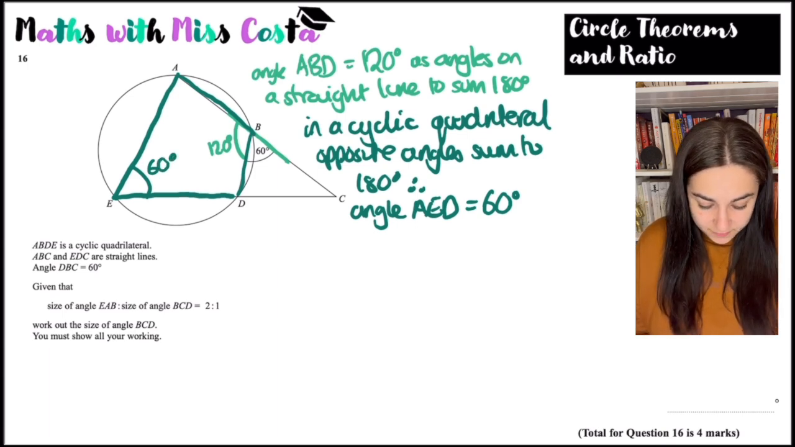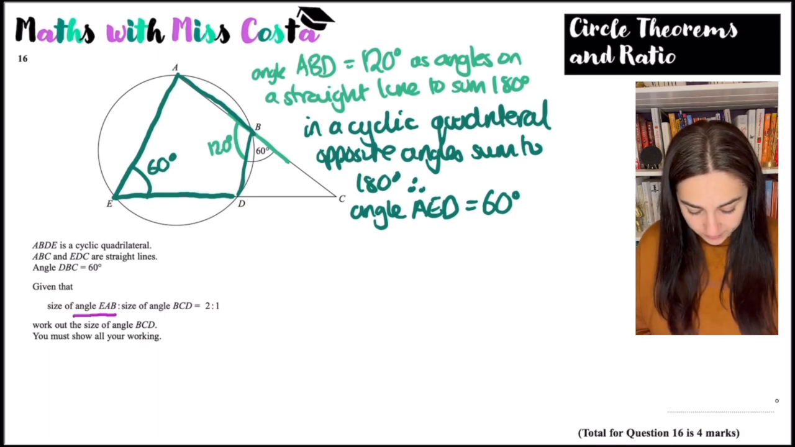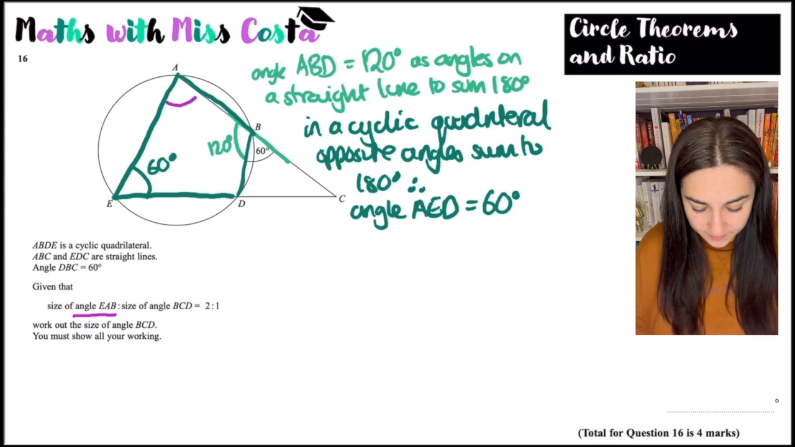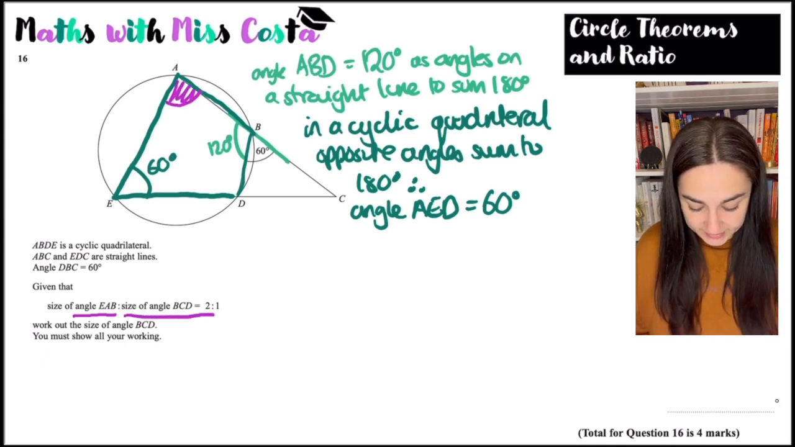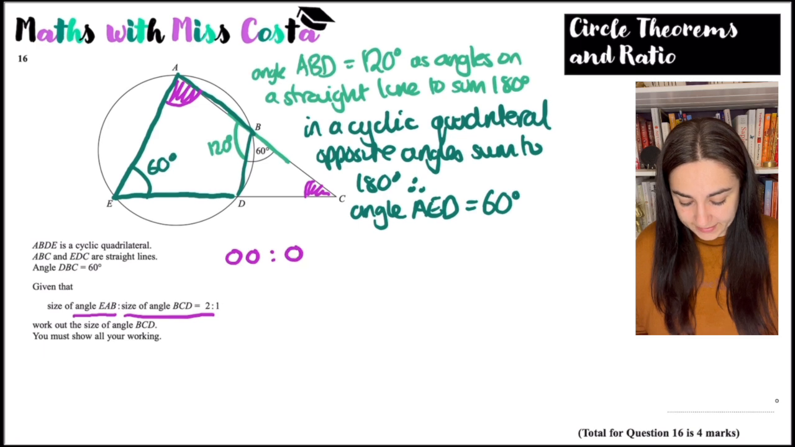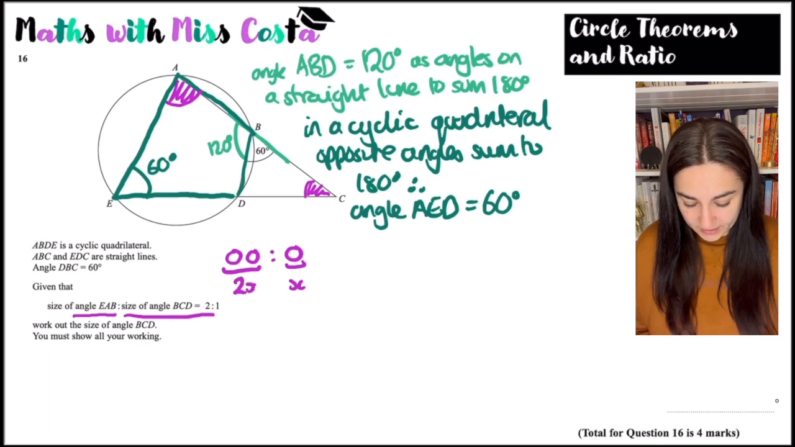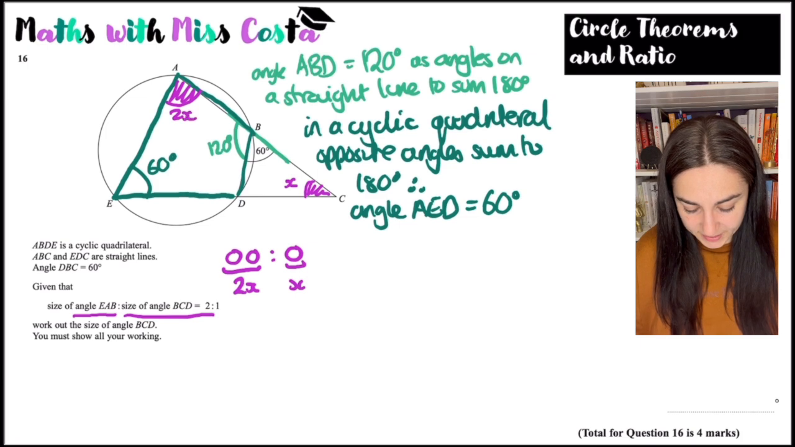And then what other information have I been given? Well, I'm told that the size of angle EAB, so this angle here, to the size of angle BCD is 2 to 1. So whatever the size of angle BCD is, if that was x, this would be 2x. So I could label that accordingly. This is x and this is 2x.